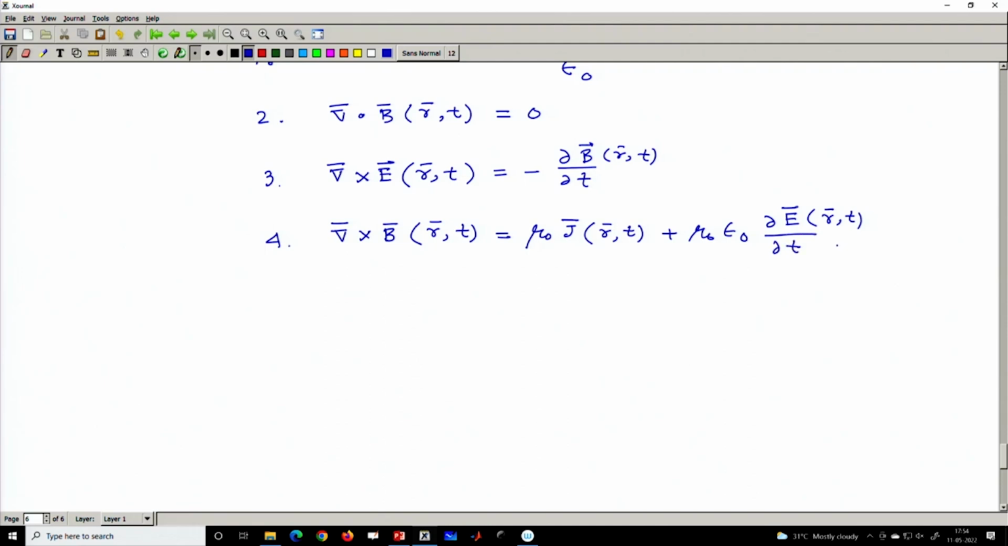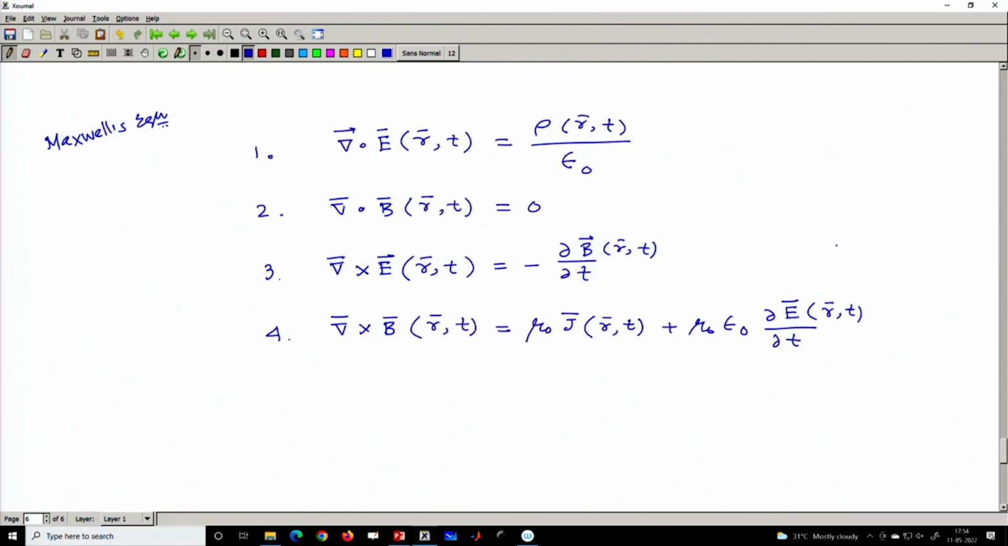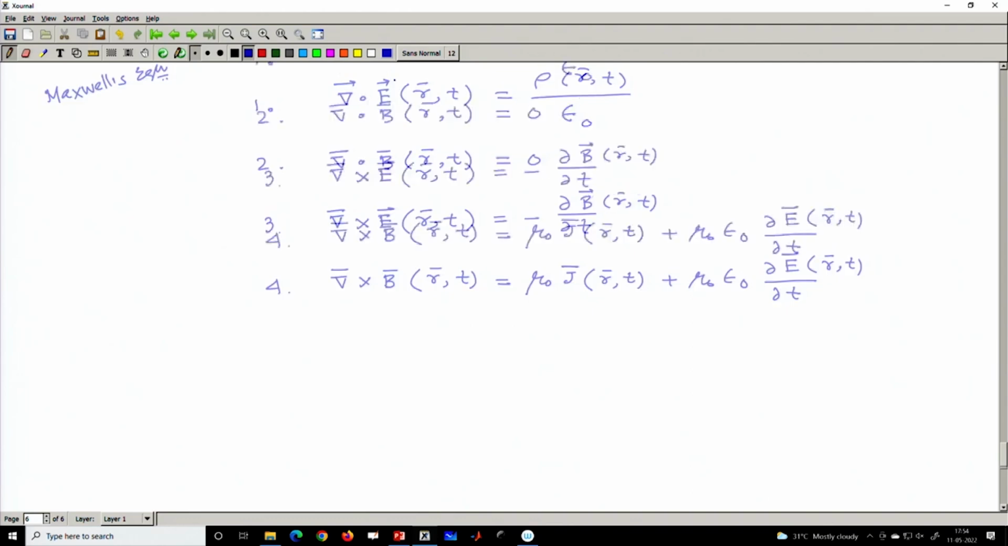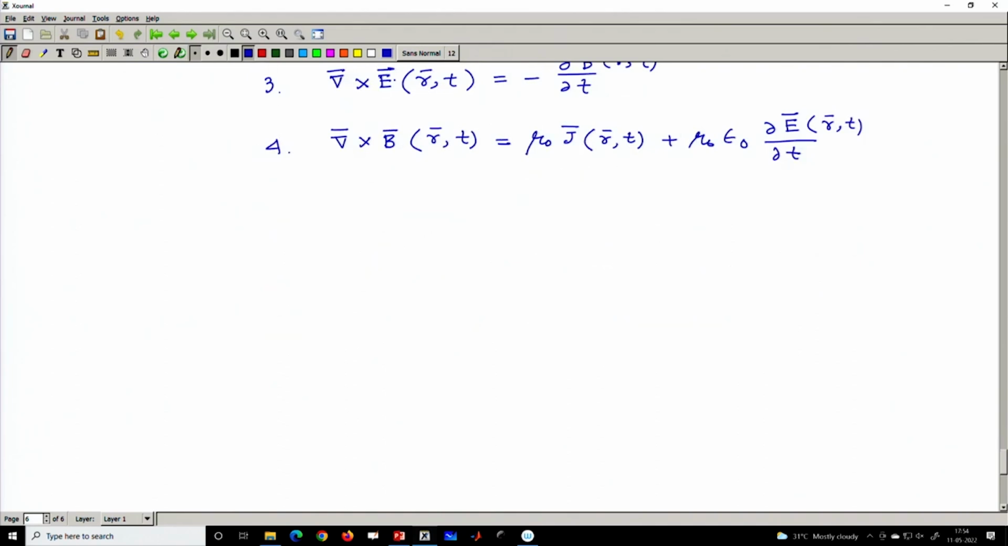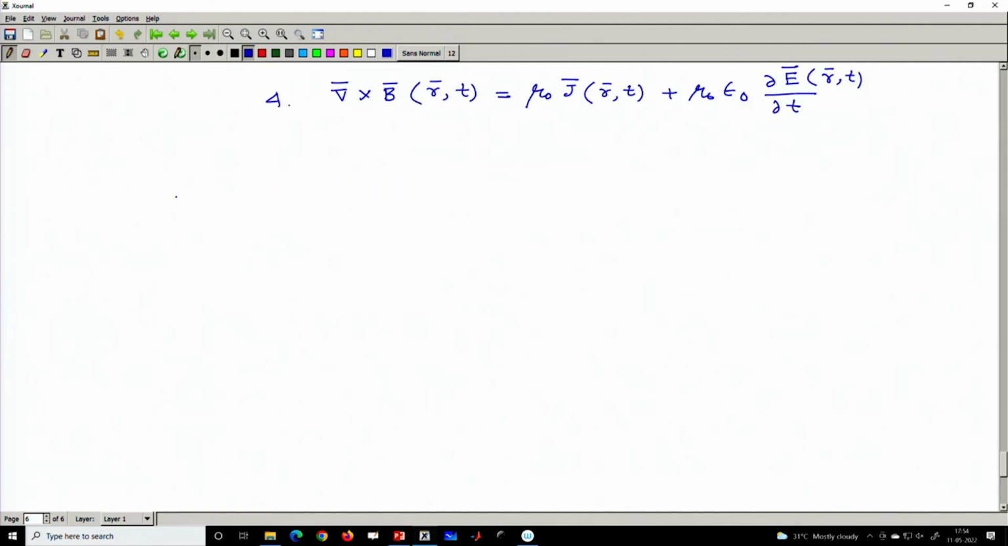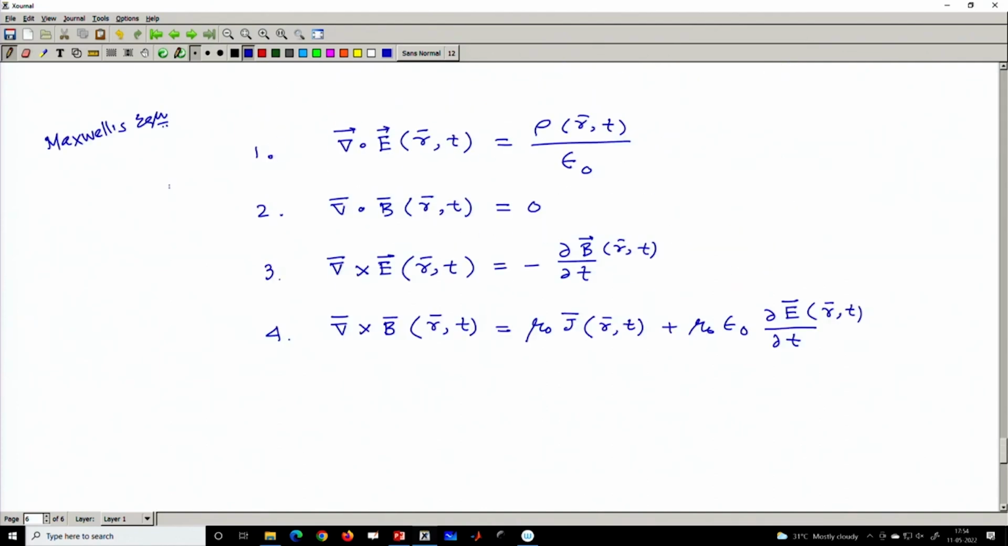If you note carefully, all these four are vector equations, and these vector equations have components. Component-wise, the unknowns here are 6, because if I write component-wise, they are Ex, Ey, Ez, Bx, By, Bz. So there are 6 unknowns in this set of equations.